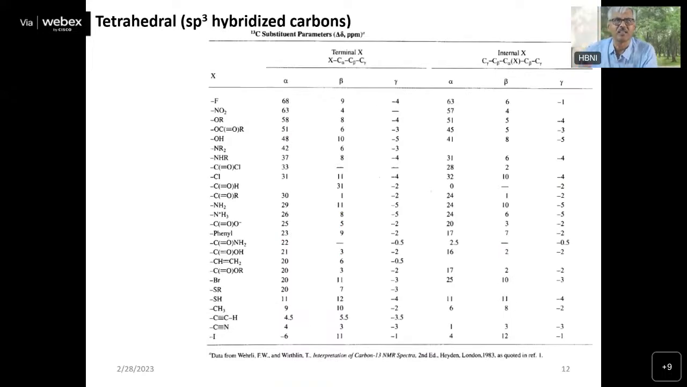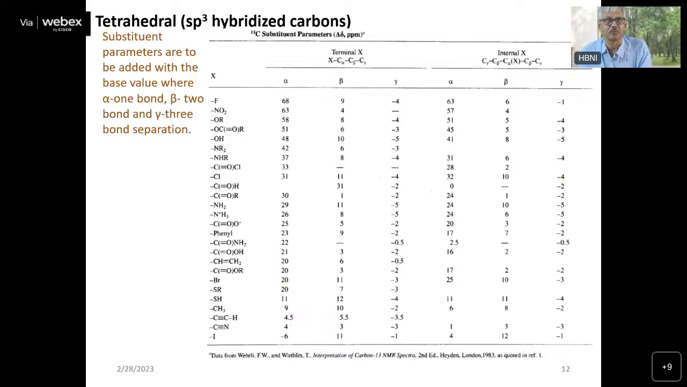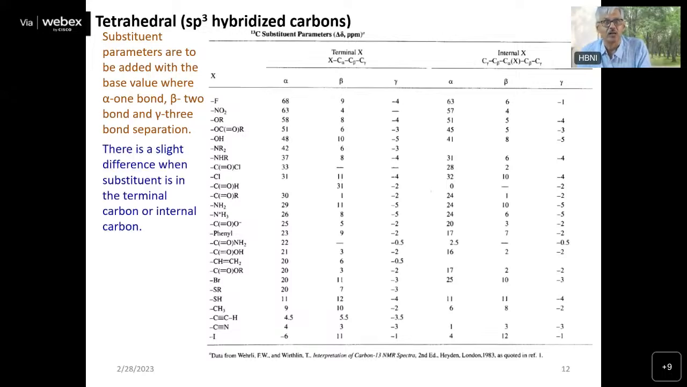Now you see here the substituent parameters for sp3 hybridized carbons. We will take the substituent parameters. Now you can see there are alpha, beta, and gamma. In one case it is terminal, in another case it is internal. There is a slight difference when the substituent is in the terminal position. You see these are the terminal ones, when the substituent is attached at the terminal carbon.